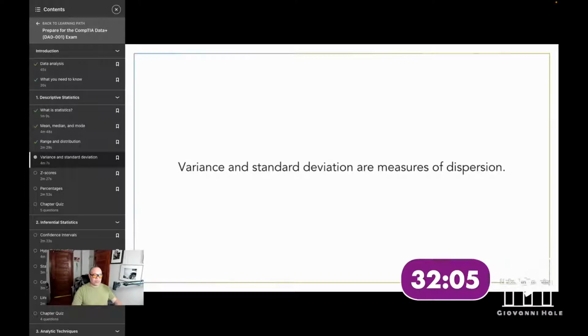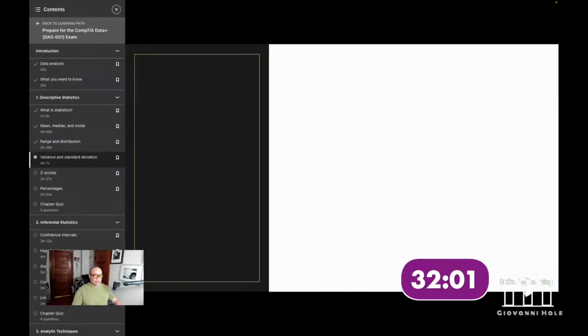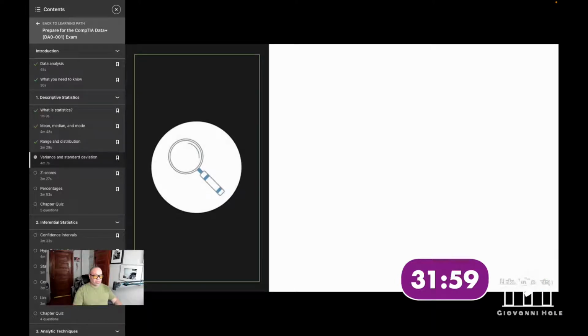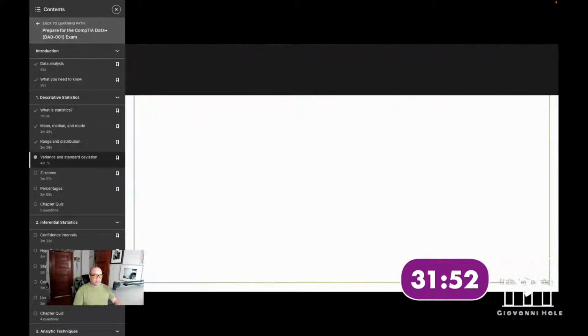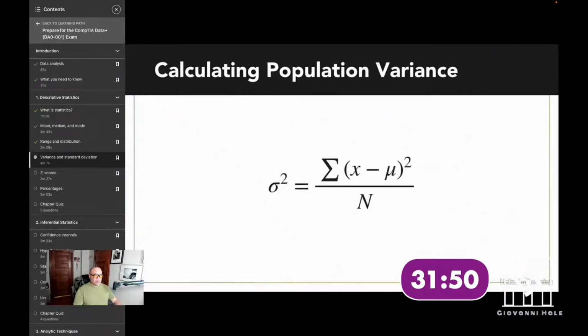These values are related to each other, and they give us a sense of how values are spread from the mean. Let's start with variance. The variance is the average of the squared differences of each value in a dataset from the mean. We calculate variance with this formula. Now, once again, we have some Greek letters here, so I'm going to walk you through this formula.